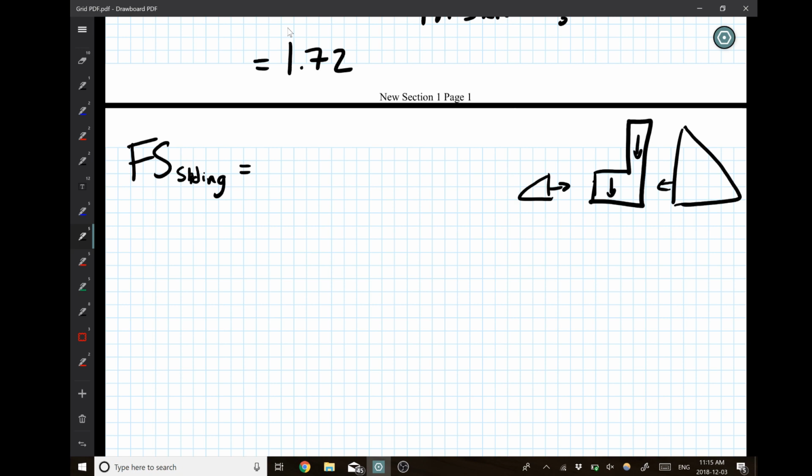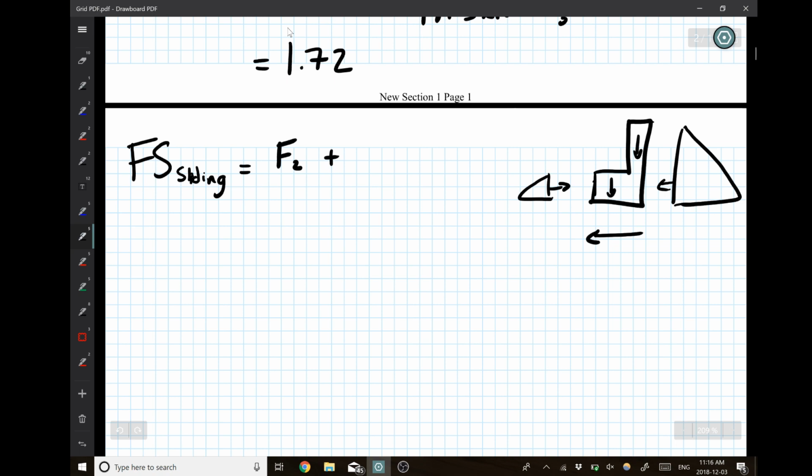So again, we know that it's not going to be sliding this way because there's this big chunk of soil here and it can't push that whole chunk of soil. So if it's going to move, it's going to slide this way. So we're looking for it going against that. So then our forces that go in the opposite direction are force 2.